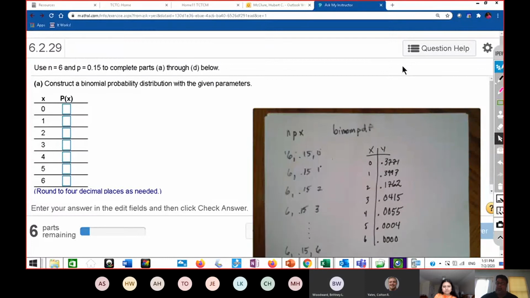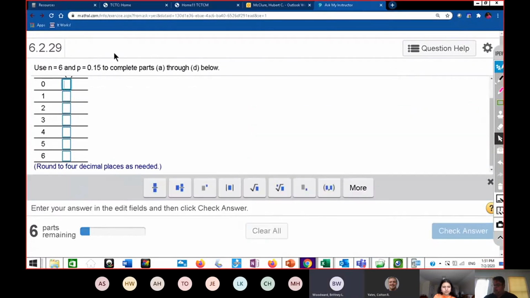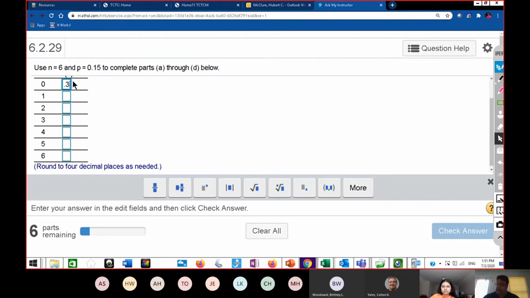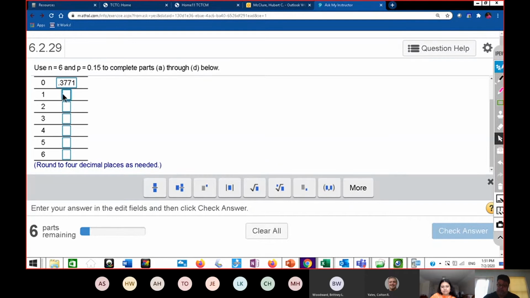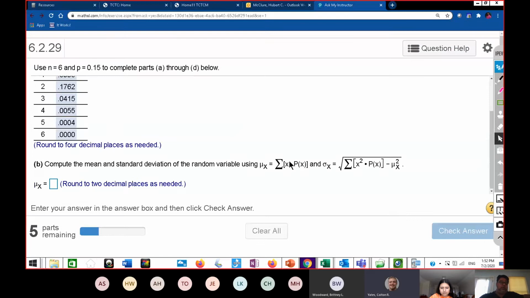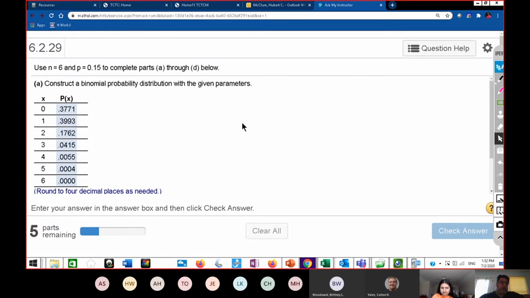So we're going to type them in, and let's see if we get them right. 0.3771. 0.3993. 0.1762. 0.0415. 0.0055. 0.0004 and 0.0000. See, that's it, I think. Yep. Oh, no, they want you to find the mean and the standard deviation. So go ahead and punch those in your calculator or your Excel spreadsheet.